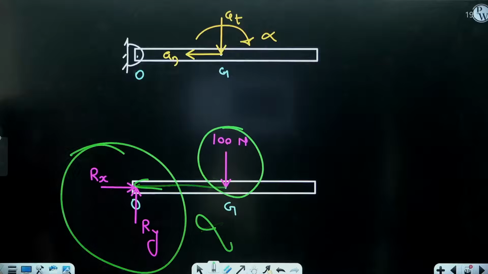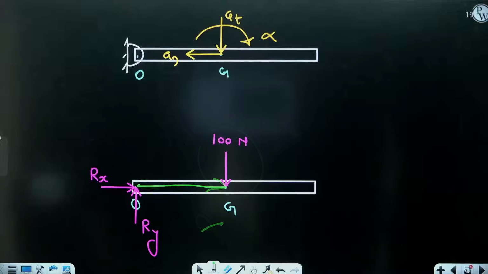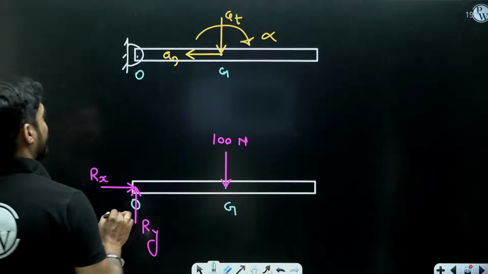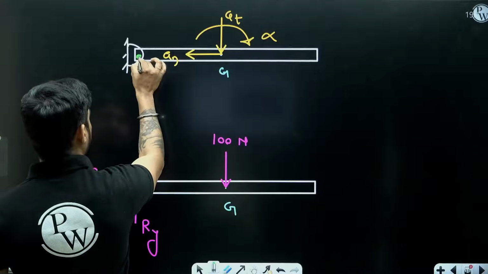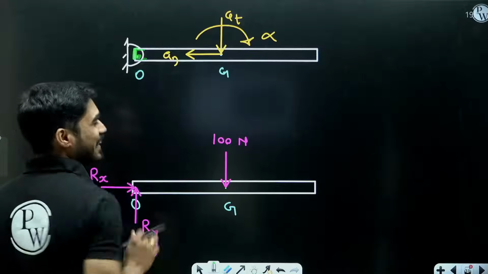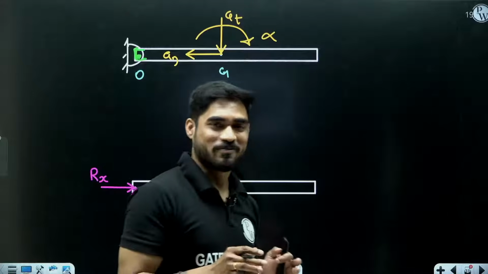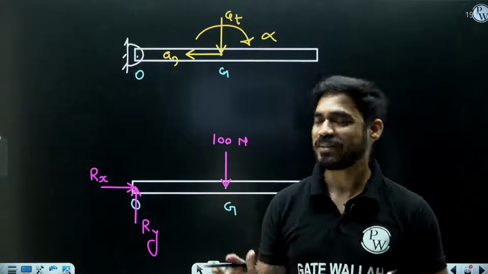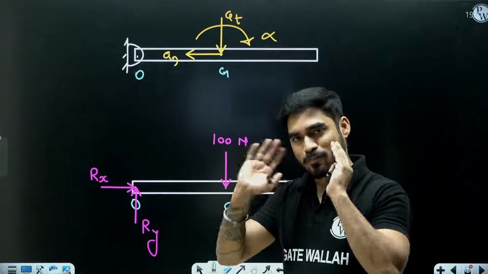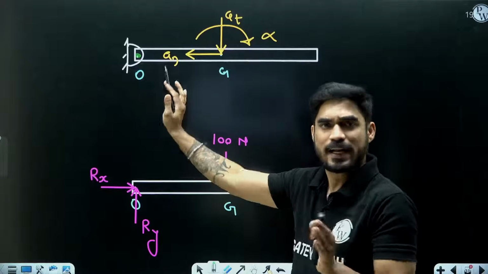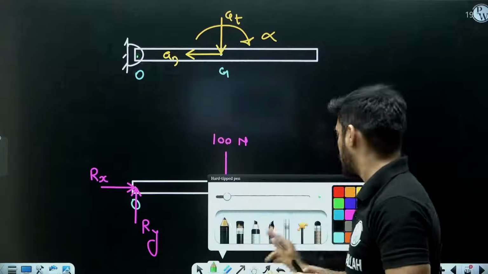But you will say, sir, can we take moment about O? Yes, we can. Because O is not moving, right? O is not in motion. Don't say that it is not fixed, sir. It is hinged. See, that's a technical term. Fixed means there will be a couple at the hinge. That's a technical term. If you consider from the motion point of view, then point O is fixed, na? It is not going anywhere. So we can take moment about point O.